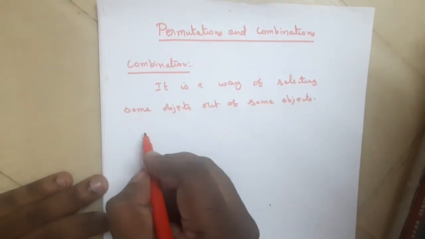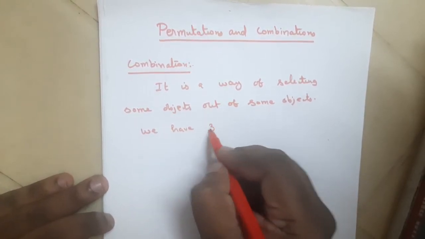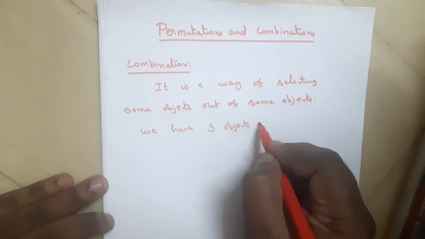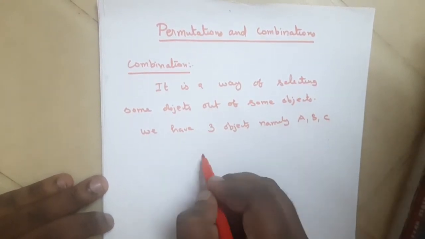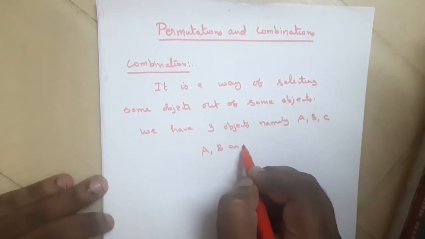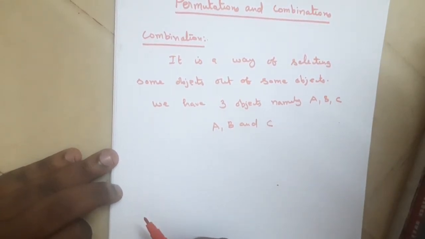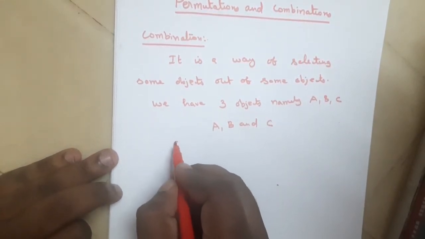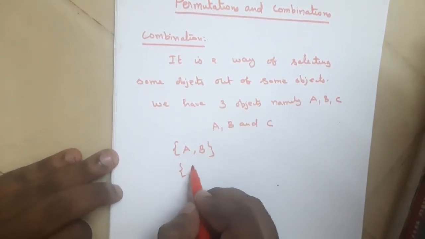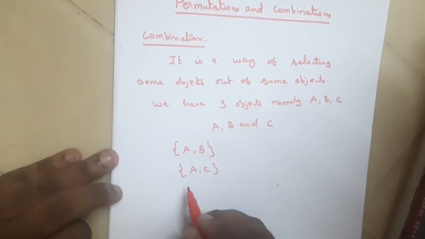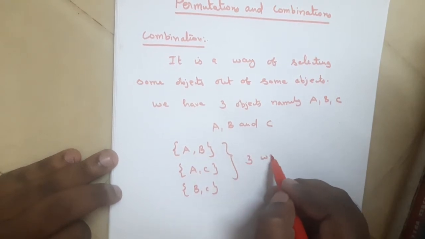For example, we have n objects. For a simple example, we have three objects, namely A, B, and C. Suppose we have to select two objects from these three. The possible ways are A, B one way, or A, C another way, or B, C. So totally three ways.